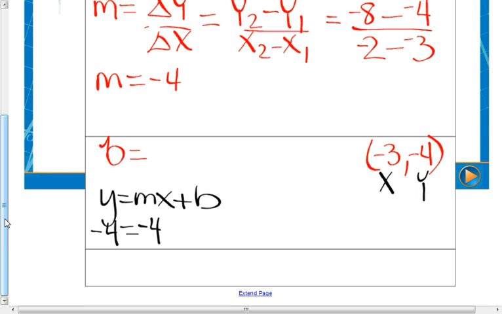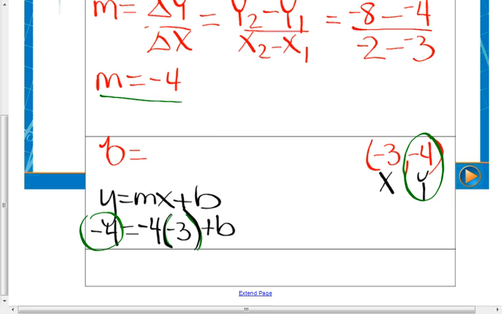And do you see where I'm getting these from? See, we have y, negative 4. That's why I plugged in a negative 4. I got m is equal to negative 4. That's why I put that there, right? And I'm going to multiply that times x. X is negative 3 plus b. Okay? So here we go.